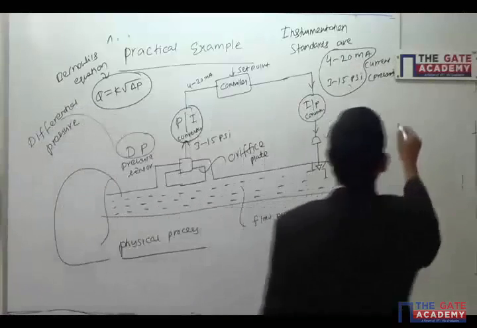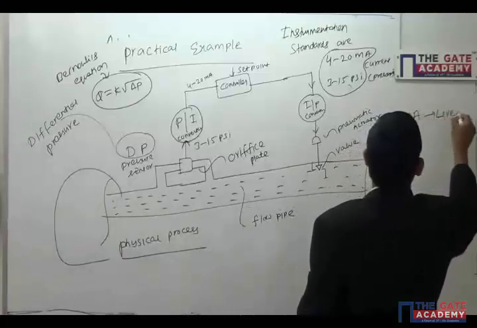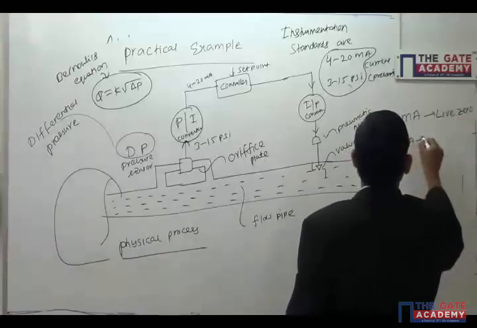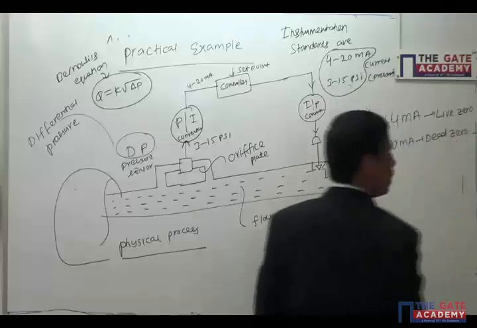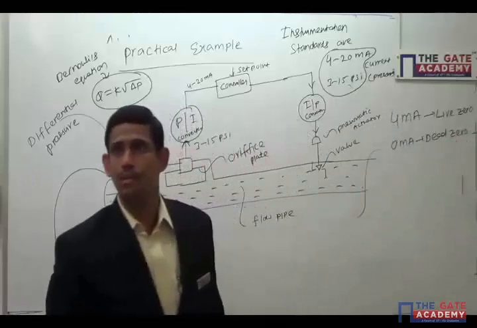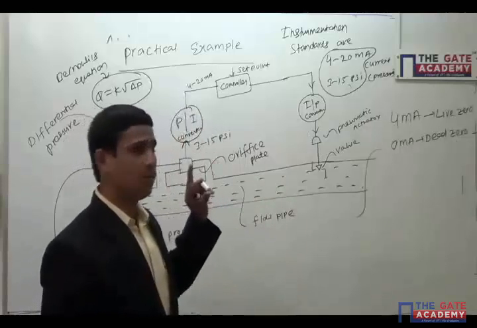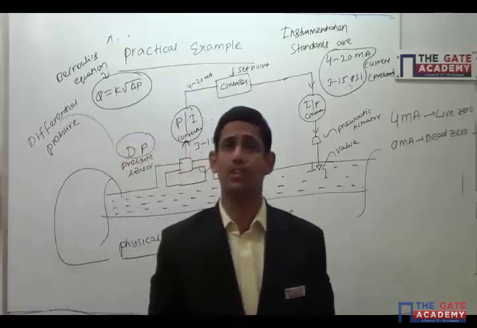4 milliamperes is known as live zero. 0 milliamperes is known as dead zero. This is very, very important. You should remember this: 4 milliamperes live zero and 0 milliamperes dead zero. Now I am explaining why they kept 4 milliamperes as a live zero.